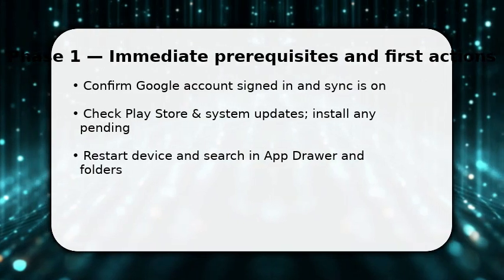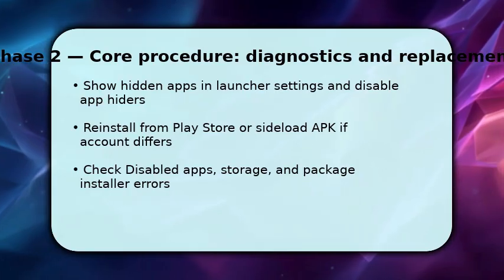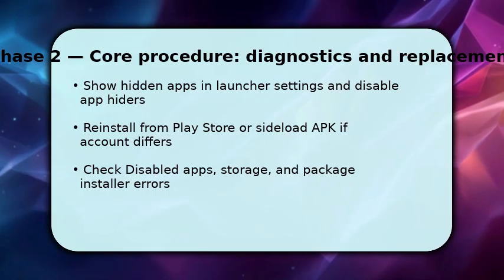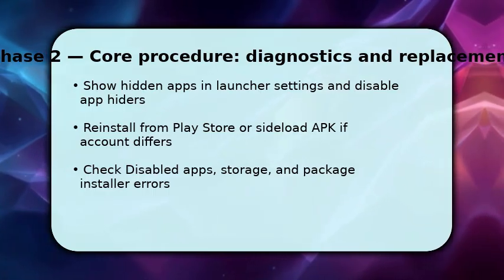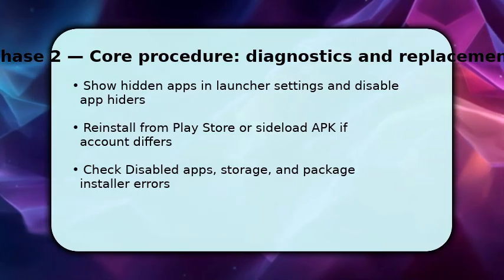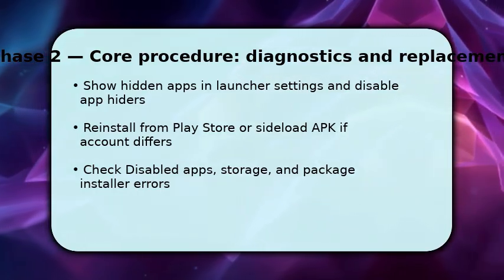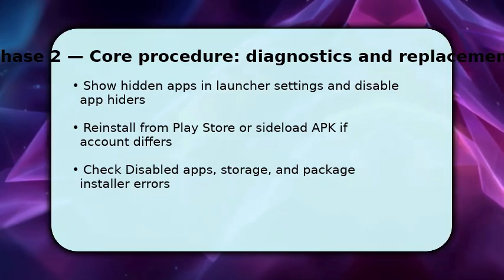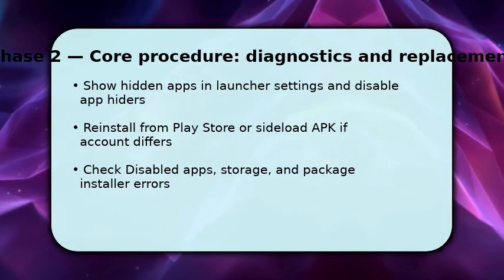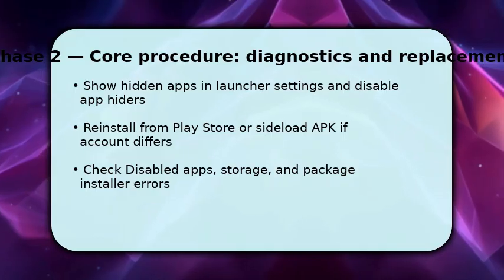If apps still don't appear, you'll focus on visibility and restoration. Open launcher settings and unhide any hidden apps. Disable third-party app hiders if present. Then go to Settings, Apps, to confirm none are disabled. Enable them if so. If an app was removed from your account, reinstall from Play Store or sideload a trusted APK and make sure the package installer has storage and permission to run. Also clear Play Store cache to resolve indexing or listing errors.